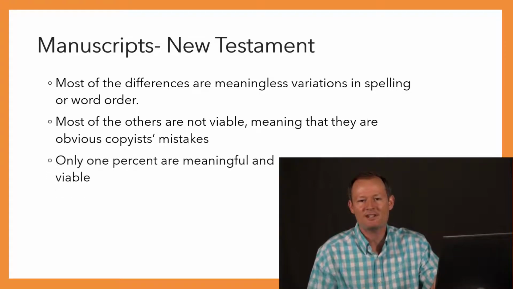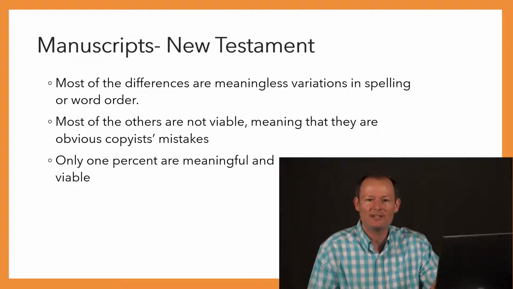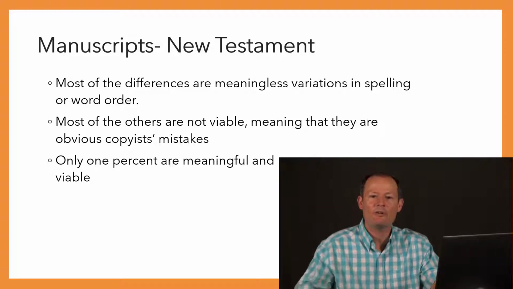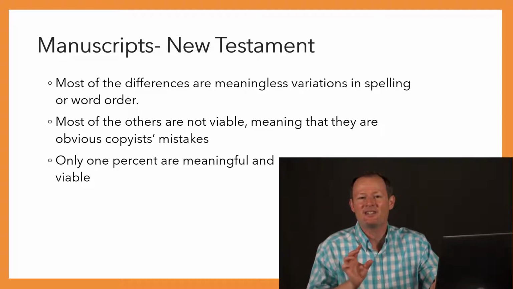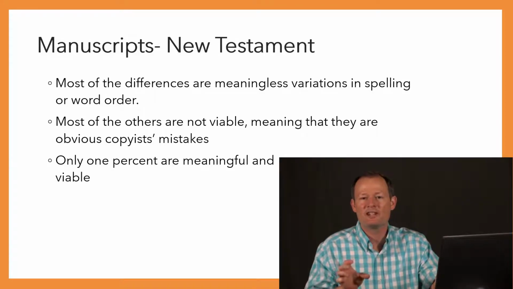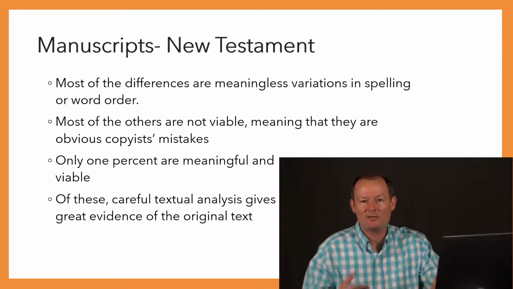Only 1% of these variants actually affect the meaning of a verse in some way, like the example I just gave you, and there's some question as to what the original text meant. Now, by some question, I mean you could theoretically imagine that the original might have been one way or the other, but even in these cases, we know what the original said to a very high degree of certainty, just not complete certainty. So of these, careful textual analysis gives great evidence of what the original text is.